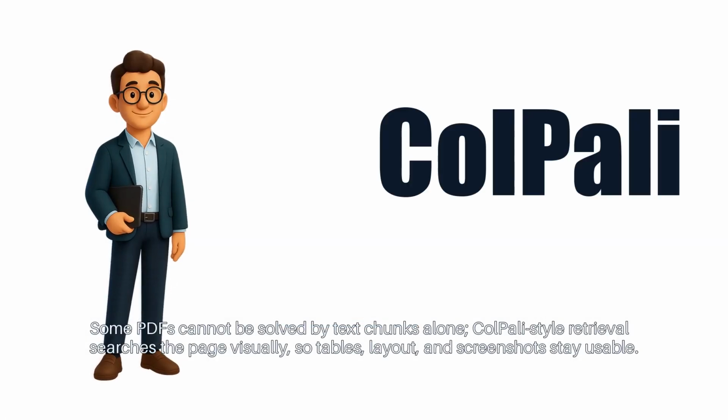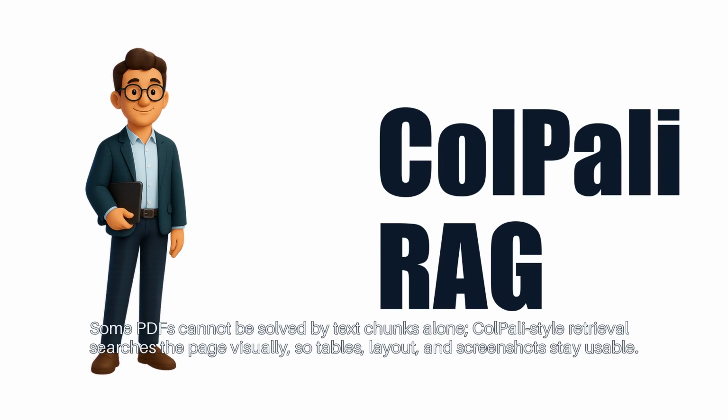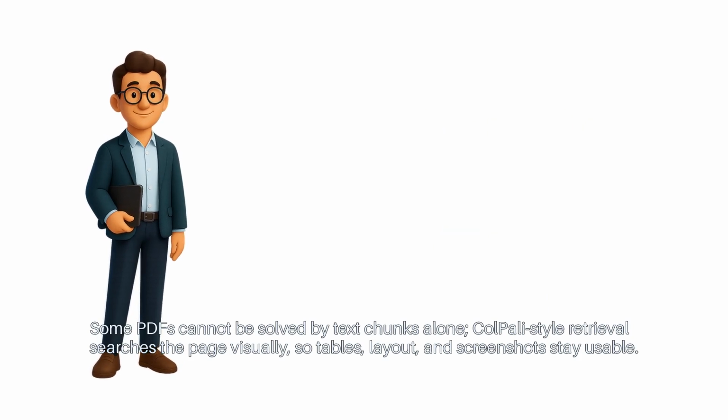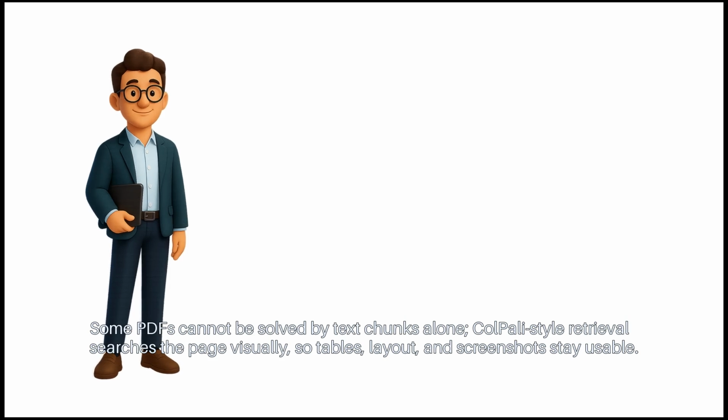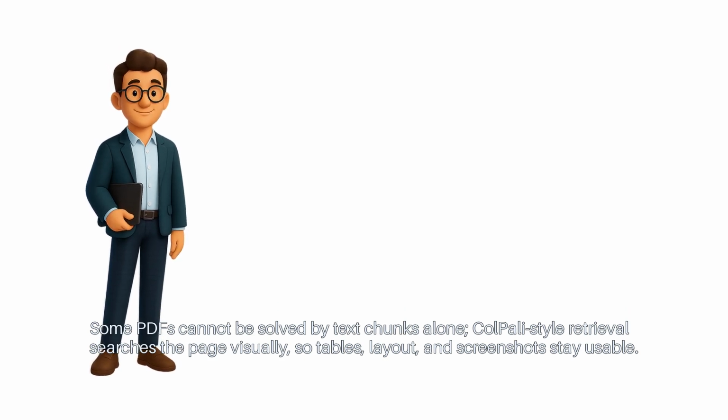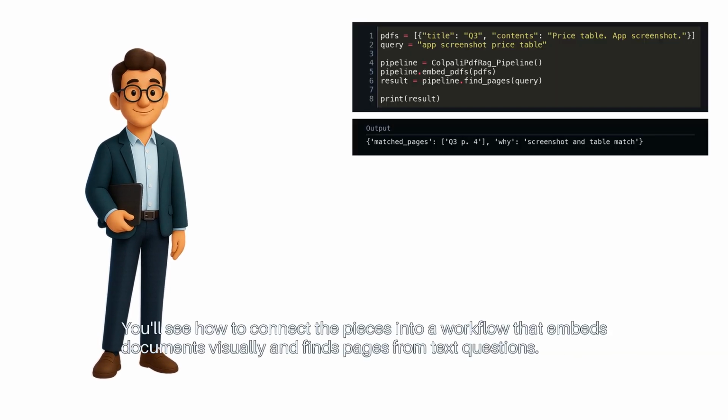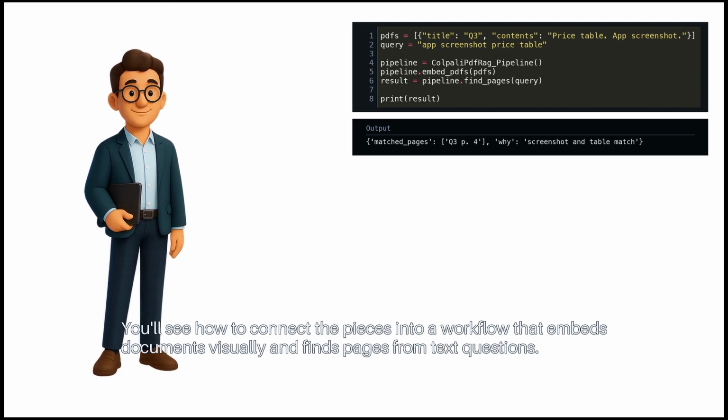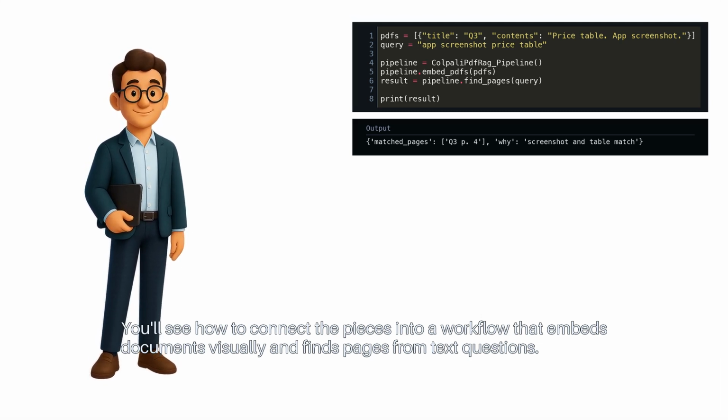Some PDFs cannot be solved by text chunks alone. ColPali-style retrieval searches the page visually, so tables, layout, and screenshots stay usable. You'll see how to connect the pieces into a workflow that embeds documents visually and finds pages from text questions.